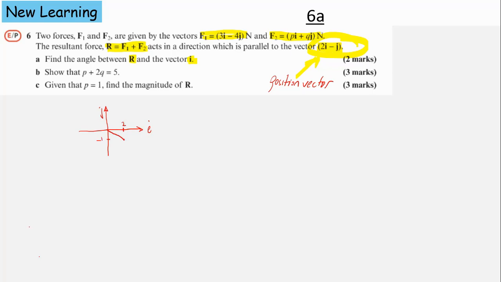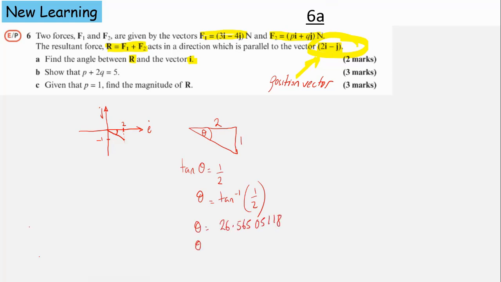And the angle that I'm interested in is the angle that it makes with the i-axis. So I measure this angle here. Expand the drawing a little bit so I can see what's going on. I'll call this angle theta. This is 2, this is 1. Tan of theta. Simple trig from there. Job done. Okay, let's have a look at the next question that you asked me about.